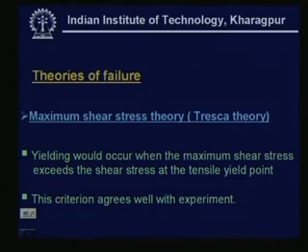Now, one of such theories for the design of ductile material is the maximum shear stress theory. It is also known as Tresca theory. It states that yielding would occur when the maximum shear stress exceeds the shear stress at the tensile yield point. As it is written below, this criterion agrees well with the experiment. Let us have a brief discussion on this particular aspect.